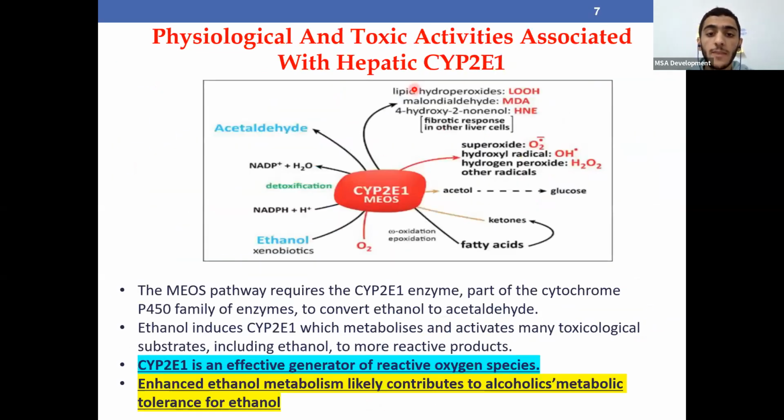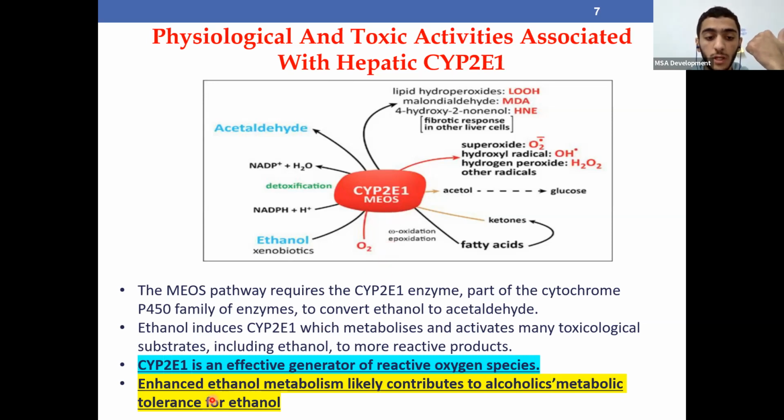The MEOS pathway is only going to be activated when there is a high amount of alcohol in your body. When there's a high concentration of alcohol, we're going to activate the CYP2E1-MEOS. What it does is break down alcohol, or ethanol, into acetaldehyde, which would then be converted to acetate. So the first thing is that CYP2E1 is activated when there's a high amount of alcohol, and it breaks down this alcohol.